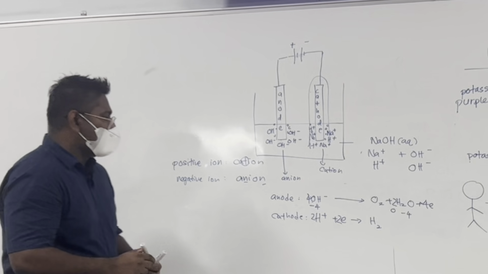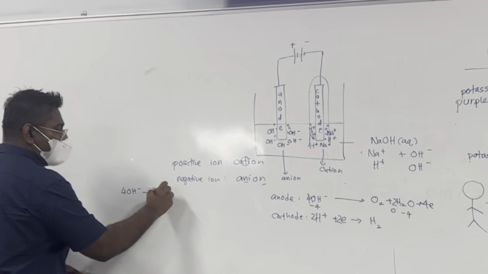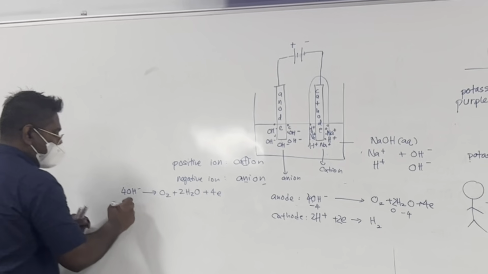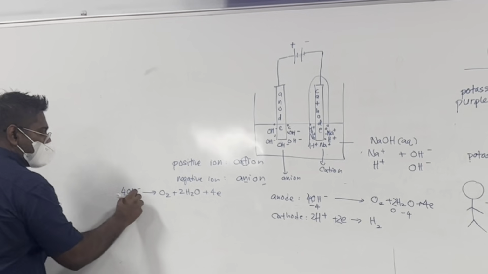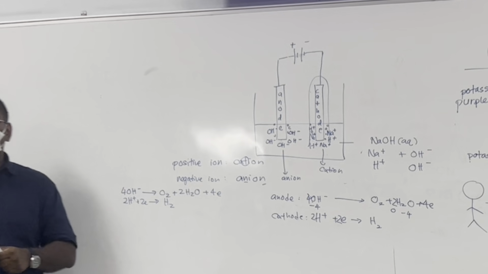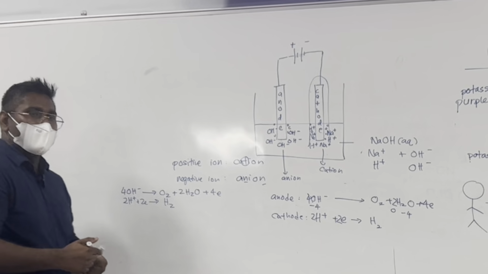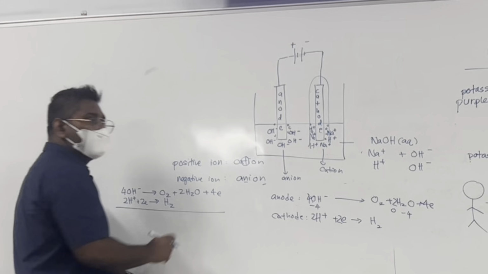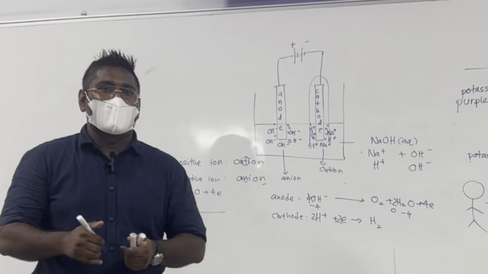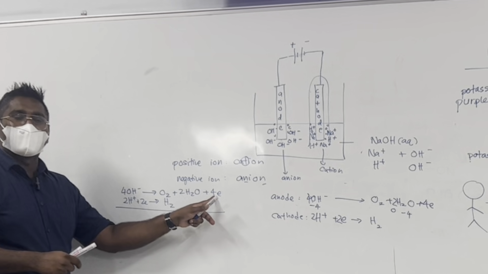So what you have over here are 2 equations: 4OH⁻ gives O2 plus 2H2O plus 4 electrons, and 2H⁺ plus 2 electrons gives H2. If they ask you to write the overall equation, the aim is to remove the electrons. So you must make sure the number of electrons is the same.